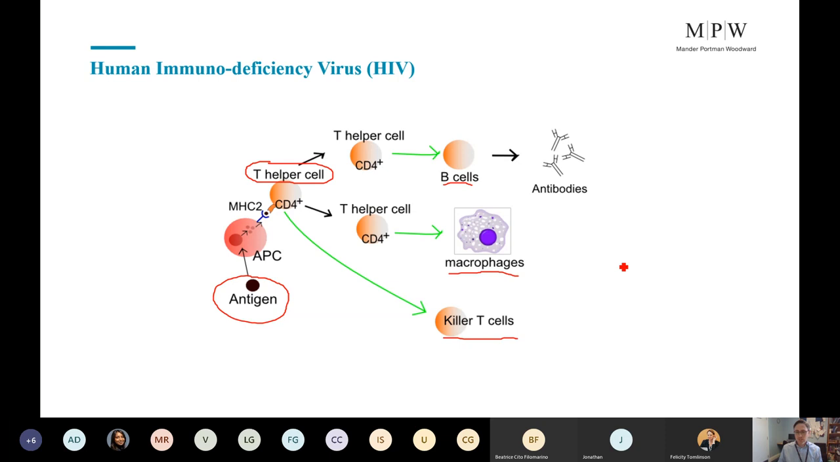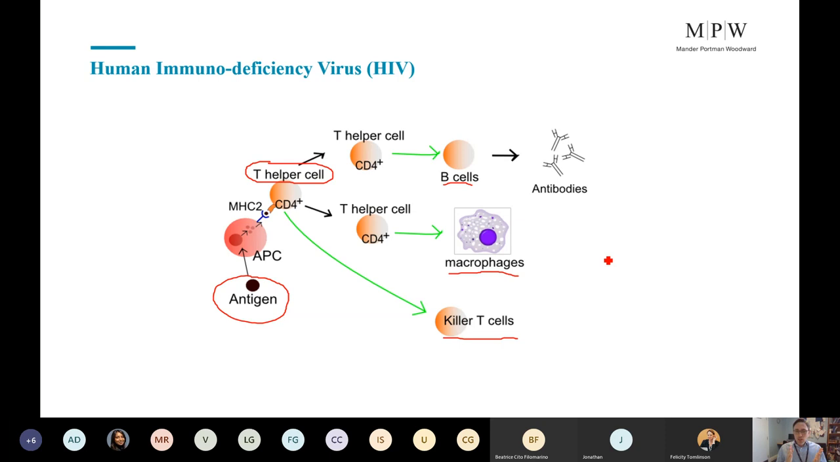B cells produce antibodies. Macrophages engulf pathogens, so they're what are known as phagocytic cells. And then T killer cells, they're my favorite immune cells, they actually punch holes in the surface of infected cells to destroy them. So it's sort of like a seek and destroy cell.